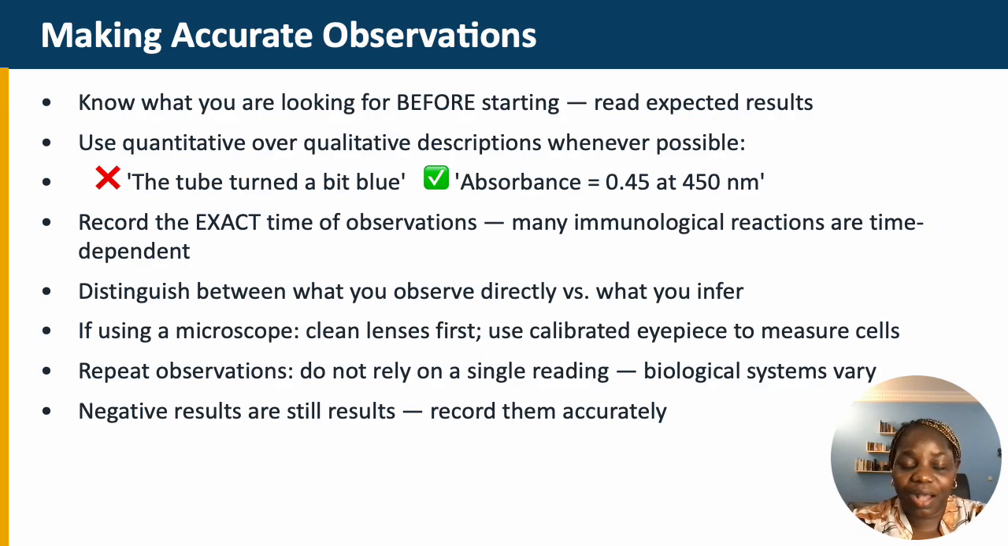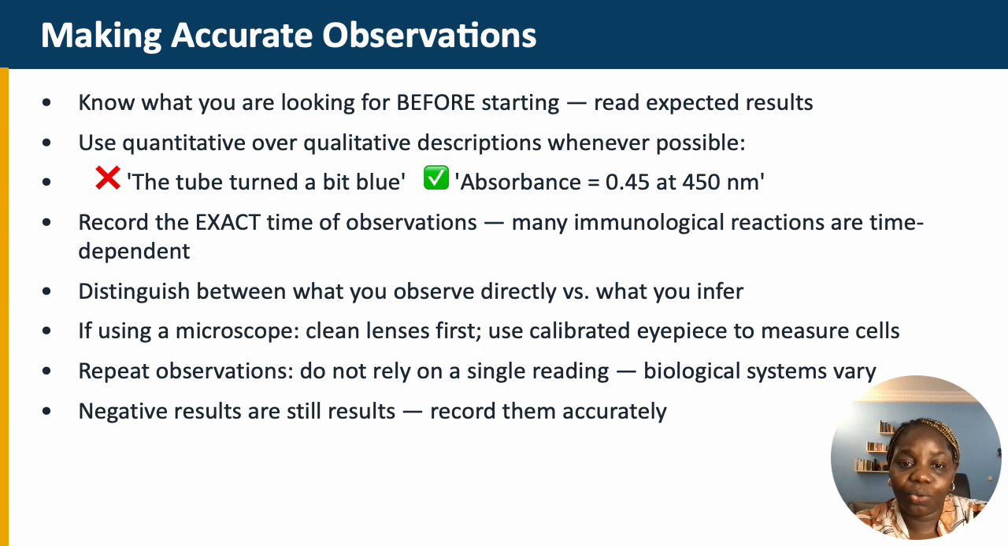So you need to make accurate observations. Know what you are looking for before starting. That's why you need to know the prediction, what result you expect to see. Use a quantitative over a qualitative description whenever possible. It's not possible all the time, but when it is, please use quantitative, because it's always more trustable than qualitative. Record the exact time of observation. Many immunological reactions are time dependent, so when it is, record the time when you observe.